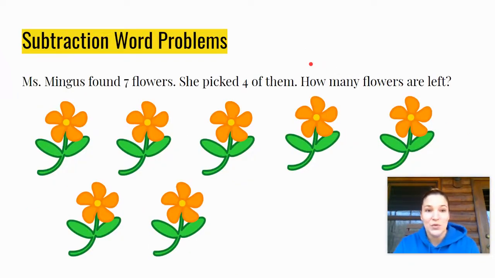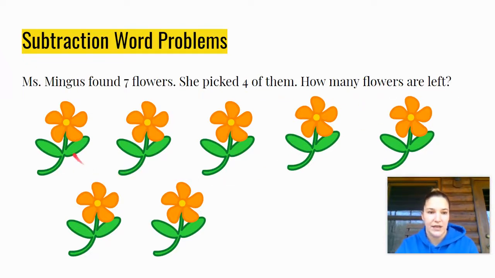All right, so we're going to switch to doing some subtraction word problems now, okay? So remember, with subtraction, that means we're going to take away. That's right. Okay, so here's my subtraction word problem. Miss Mingus found 7 flowers. She picked 4 of them. How many flowers are left?